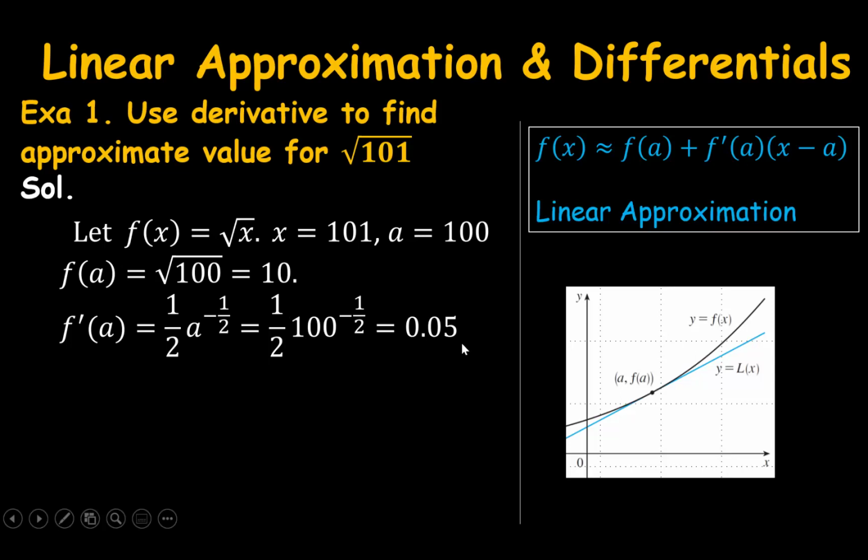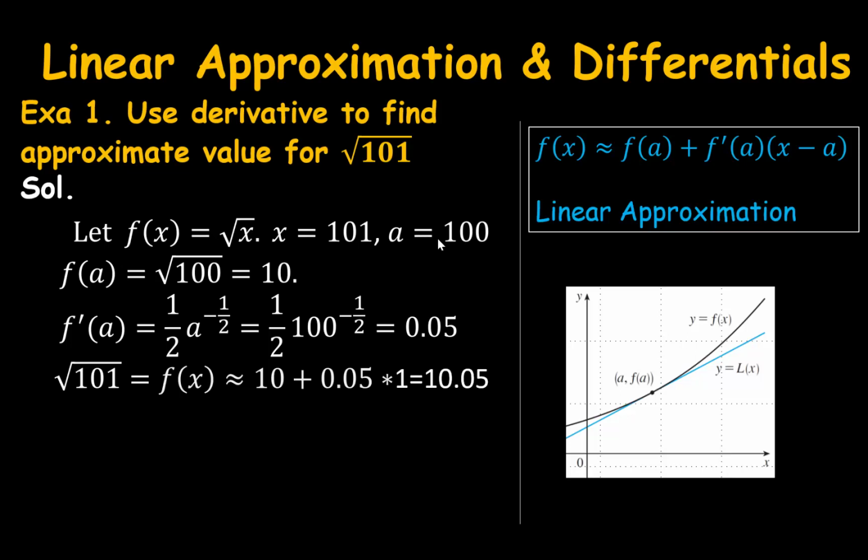And that is 0.05. Now to compute the original question, the square root of 101, we use this formula here. So it's approximately f(a), 10, plus f prime of a, 0.05, times 1. Where did we get the 1? That is equal to x minus a. Basically, it's how much x increases. All right, and that is equal to 10.05.